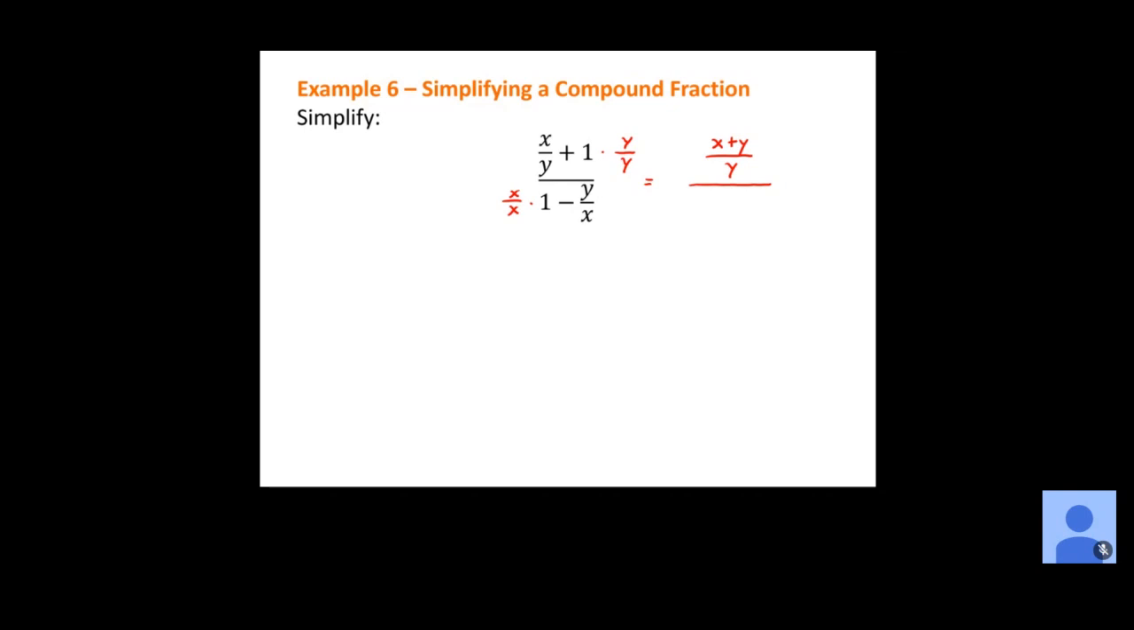All right, let's look at the denominator. What's our fraction going to look like in the denominator now? Good, right? So we're going to have an x minus y, combining those numerators, and then our common denominator this time is x. Now, obviously, we're still not done. We still have a compound fraction, right? There's still a fraction in the numerator and a fraction in the denominator. But what can I do with those fractions now?